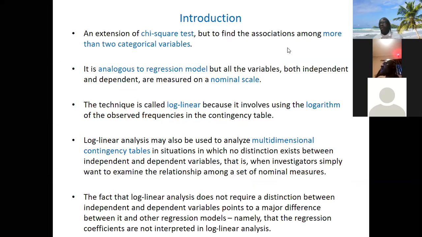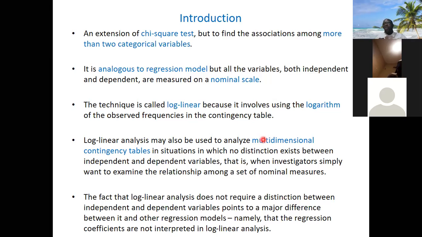So we want to quickly look at log linear analysis. Log linear analysis is an extension of chi-square test. It will sound somehow: how can it be an extension of chi-square test? At least we are starting from the known. We all know chi-square, but to find the association among more than two categorical variables. You remember that chi-square is for association between two categorical variables.